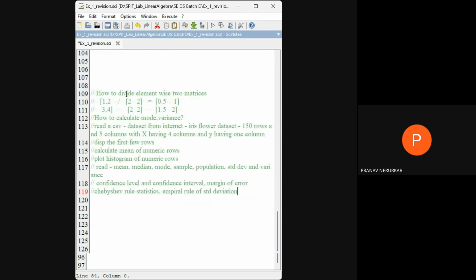It will be useful for practicing these basic commands. Find out how we can calculate mode, mean, plot histogram, median, sample and population standard deviation, and variance. What are certain terms like confidence level, confidence interval, margin of error.